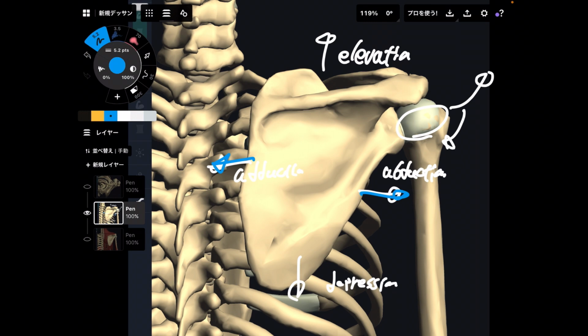Now let's go to the next 2 movements. Actually, the scapula can rotate. Rotate this way and rotate this way. Rotating this way, away from the thoracic spine, is upward rotation. And rotating towards the thoracic spine is downward rotation.